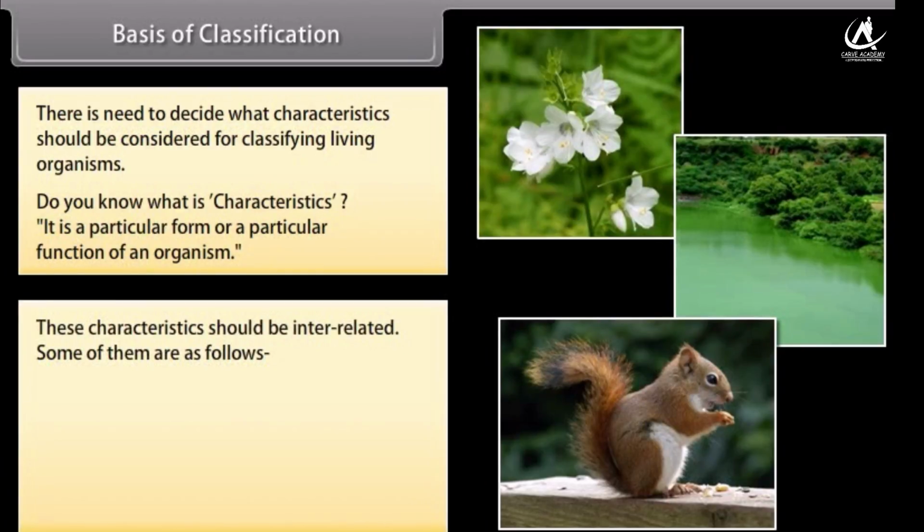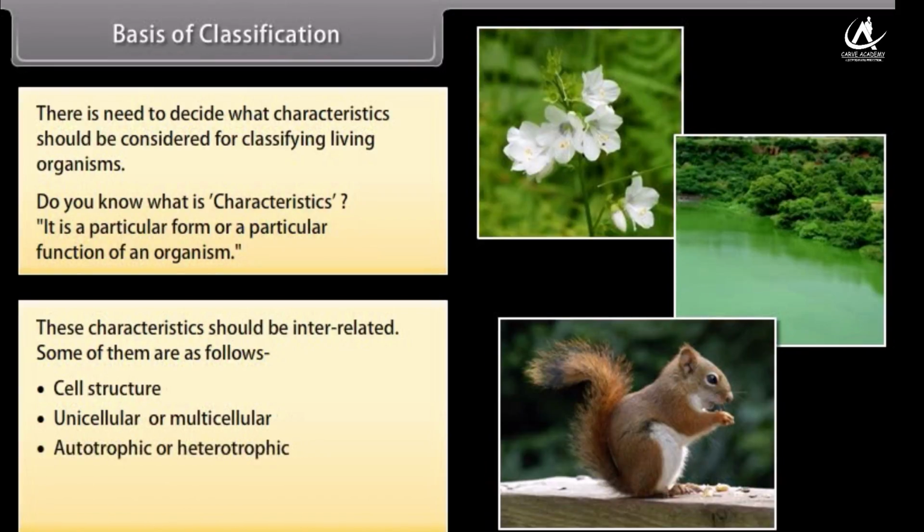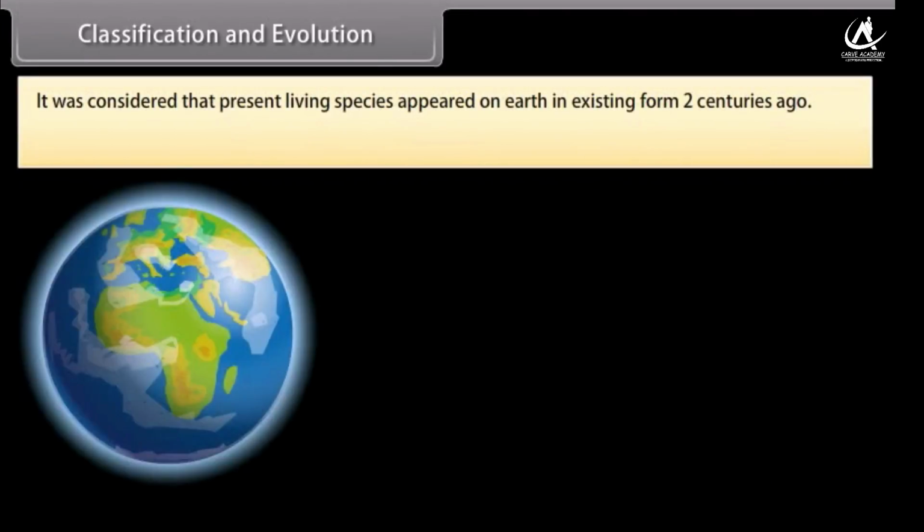These characteristics should be interrelated. Some of them are as follows: cell structure, unicellular or multicellular, autotrophic or heterotrophic, level of organization, and body design. Classification and evolution. It was considered that present living species appeared on Earth in existing form from 2 centuries ago.